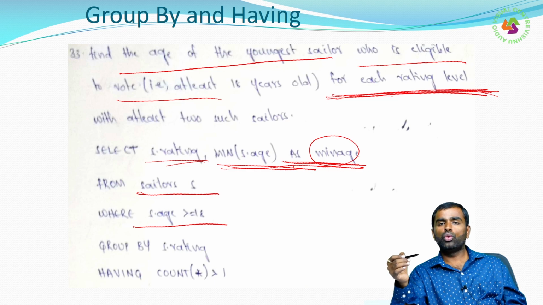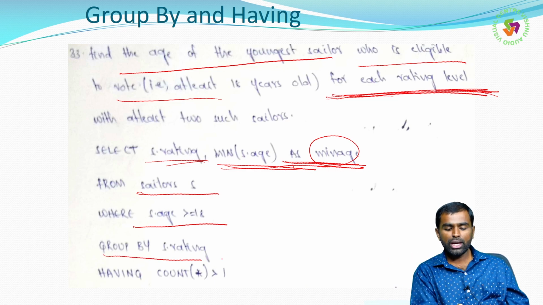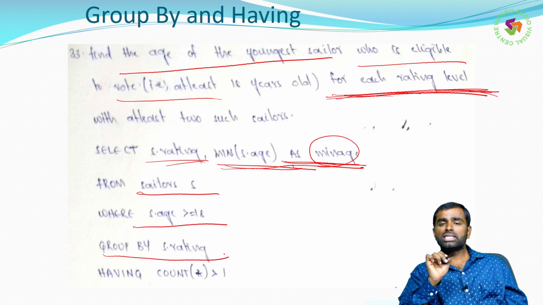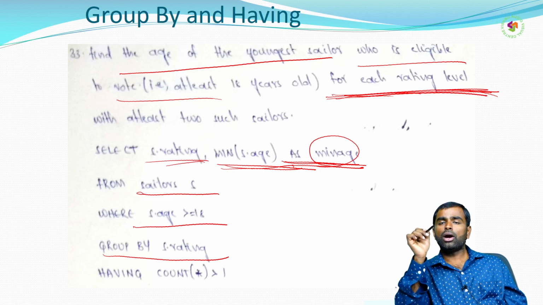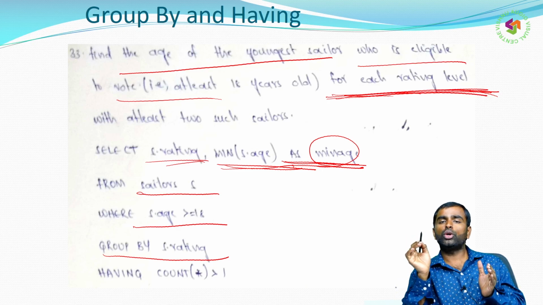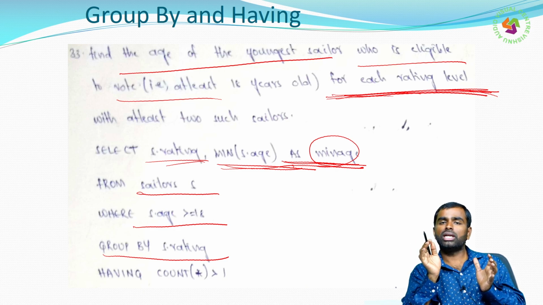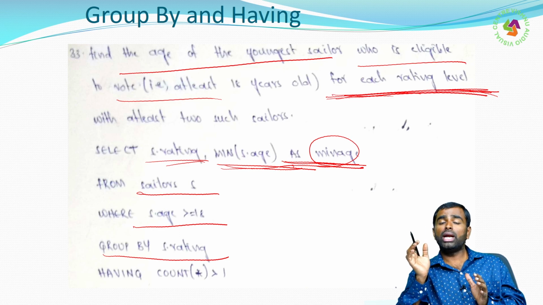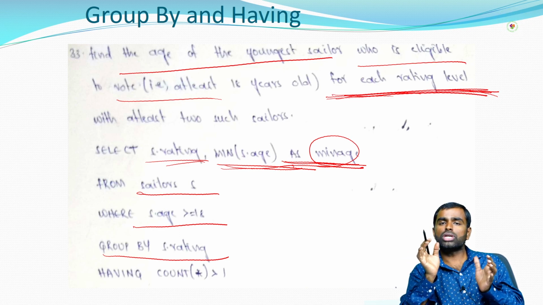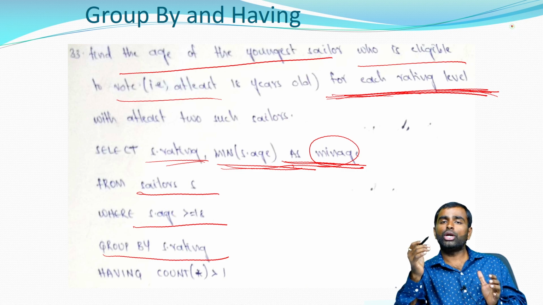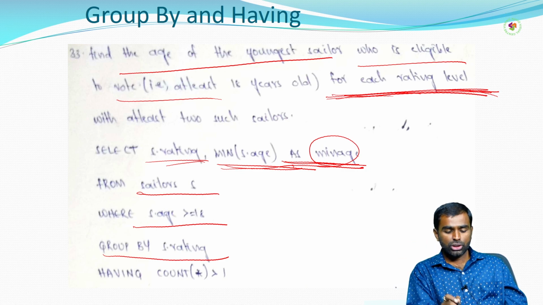If you give the column S dot rating in group by, the rating column can be divided into different groups. Rating 10 was given to some employees, and those all are one group. Rating 8 was given to some employees, and those all are one group. Like that, different groups can be formed by using group by S dot rating.